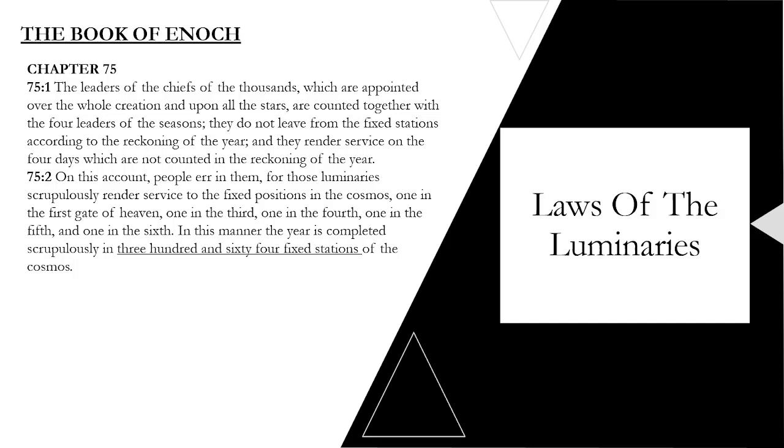Okay, verse 2. On this account, people err in them, for those luminaries scrupulously render service to the fixed positions in the cosmos, one in the first gate of heaven, one in the third, one in the fourth, one in the fifth, and one in the sixth. In this manner, the year is completed scrupulously in 364 fixed stations of the cosmos.